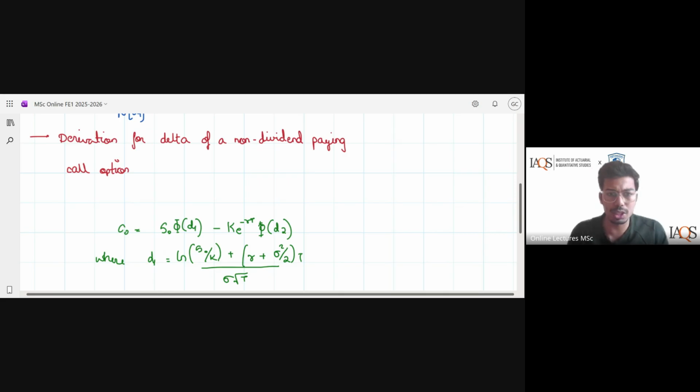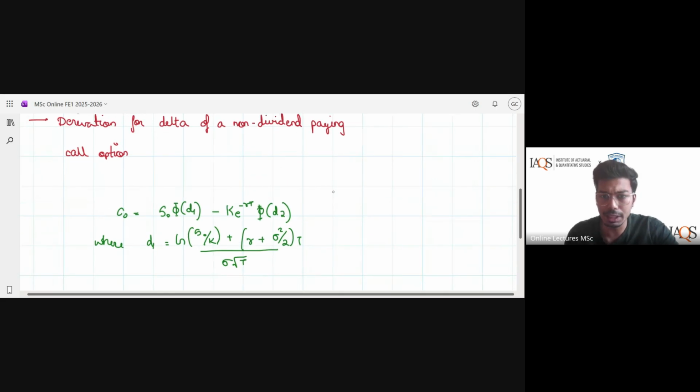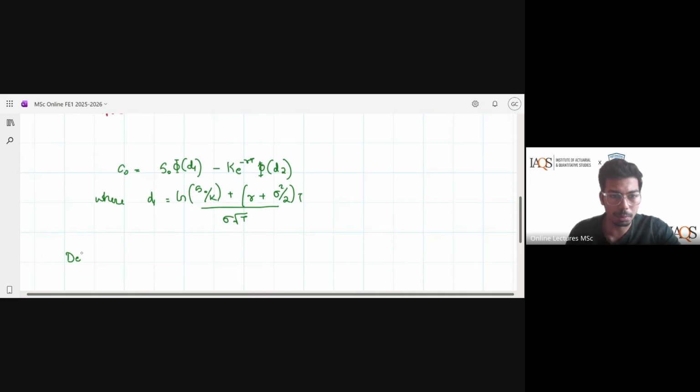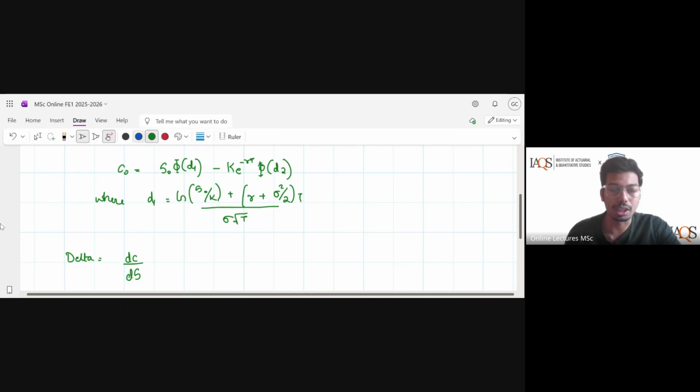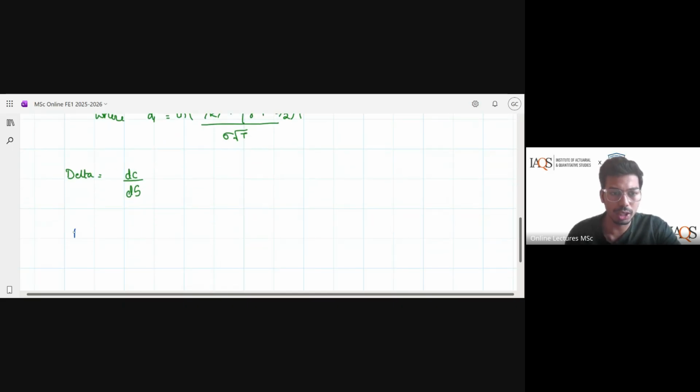Now, first principles tells me what? Delta is nothing but dC by dS. Delta by definition is nothing but the change in the price of the option with respect to the underlying price. I have my equation of call option price. Let's differentiate, because I'm doing everything from first principles. Differentiating C with respect to S.